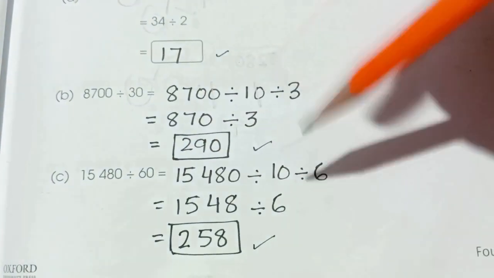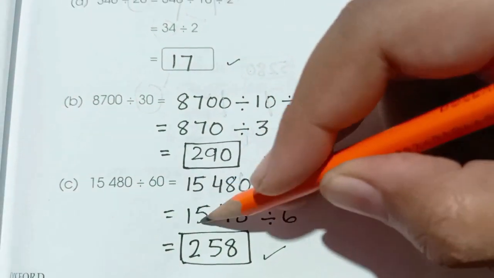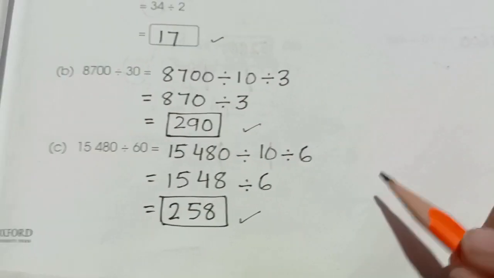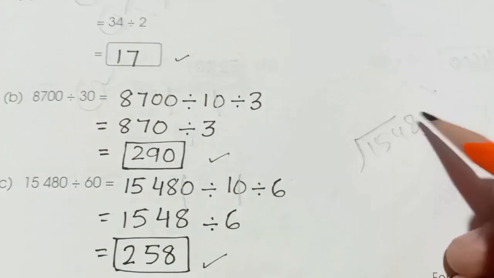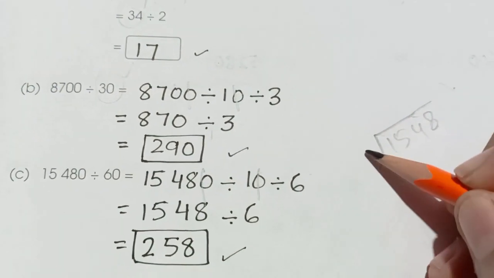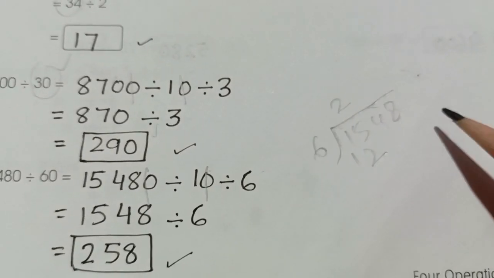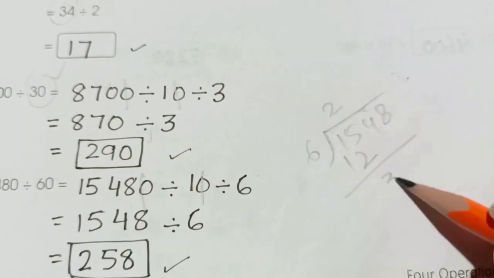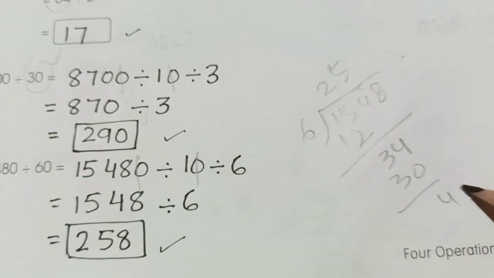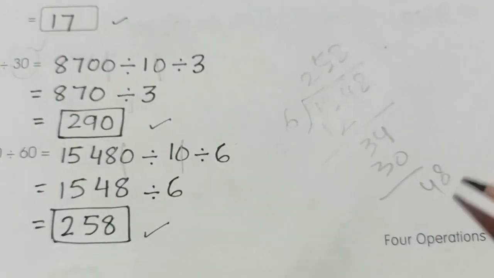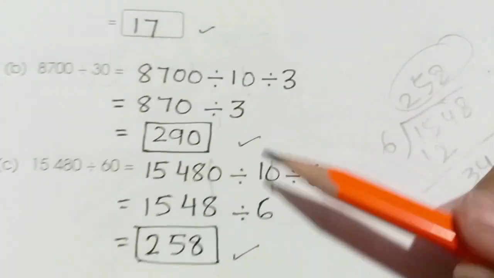15480 divided by 60. 60 means 10 divided by 6. So we cut 1 zero and then we divide the remaining. Like we have 1548 divided by 6. 6 2s are 12. 3 4. 6 5s are 30. 4 and 8. 6 8s are 48. 258.